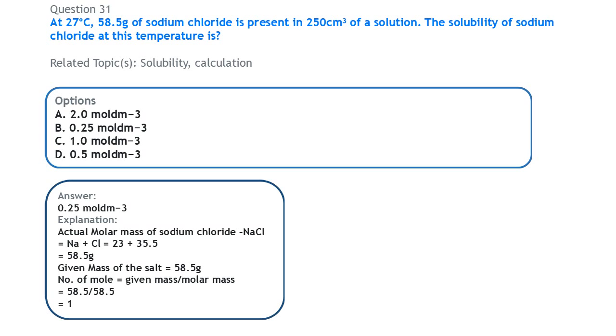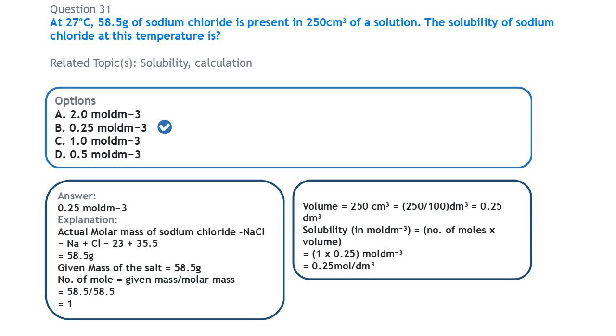Now the given mass of the salt, sodium chloride here, is 58.5. The number of moles of the sodium chloride will then be the given mass over the molar mass. The given mass here is 58.5 divided by the molar mass, which you calculated to also be 58.5. So you have 58.5 divided by 58.5, and that is equal to 1.